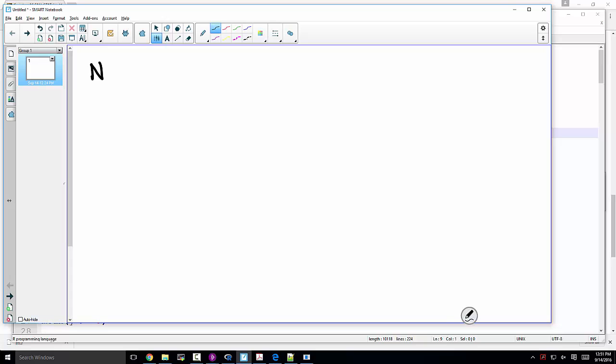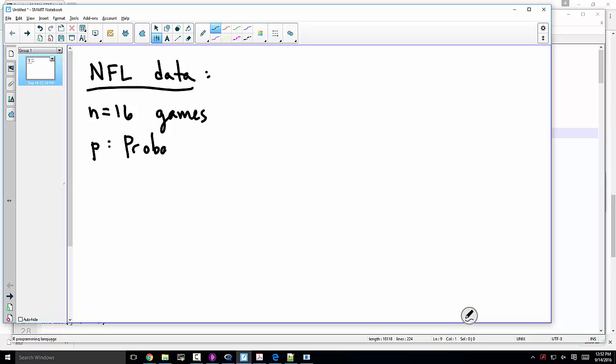So for the NFL data, we have 16 games. And we're going to let P be the probability the Texans win any given game. Because it's a probability, what a probability means is long run proportion.